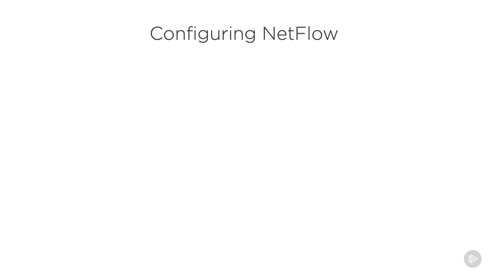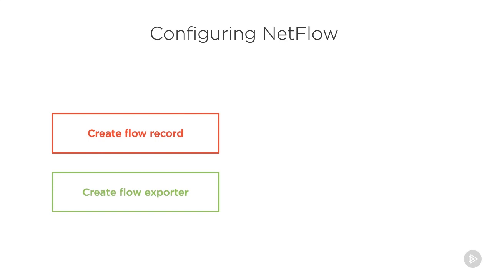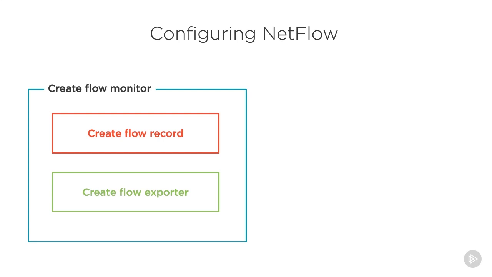So how do you configure Flexible NetFlow? First, you need to configure the flow record. The flow record will determine what information in the traffic will be collected. You can either define your own record or use pre-existing records. Then, you need to create a flow exporter. This will determine where the NetFlow records will be sent to. After that, you need to create a flow monitor. This monitor is a container that holds the flow record that was created, as well as the flow exporter.